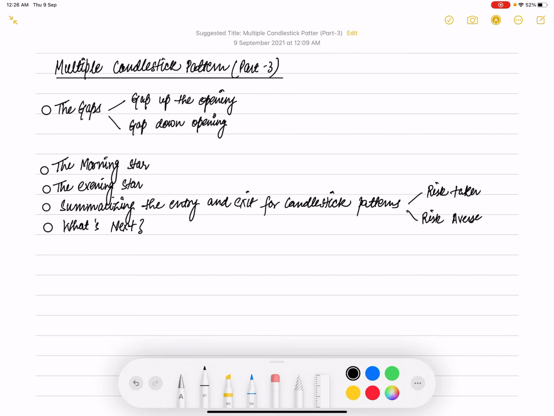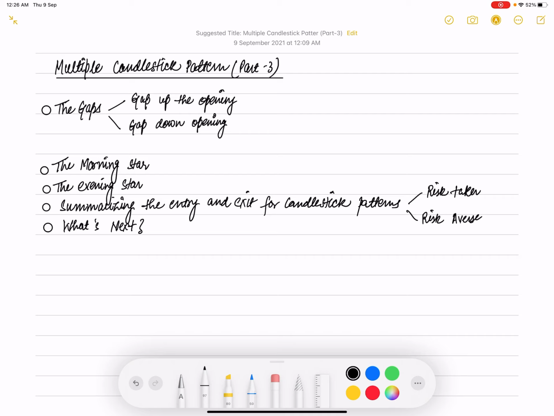In today's video, we'll see multiple candlestick pattern part 3. The morning star and the evening star are the two candlestick patterns we'll be studying. Before we understand the morning star pattern, we need to understand two common price behaviors: gap up opening and gap down opening. Gaps, a general term used to indicate both gap up and gap down, are a common price behavior.